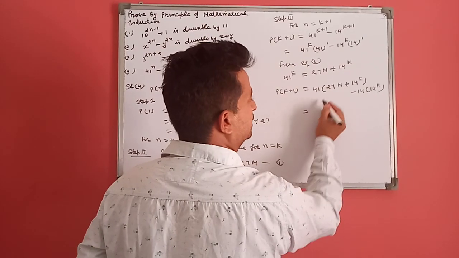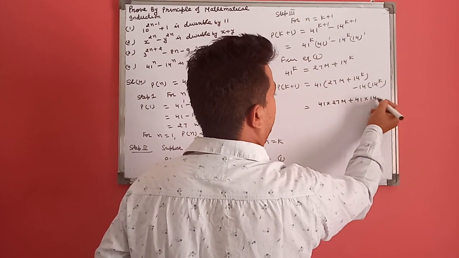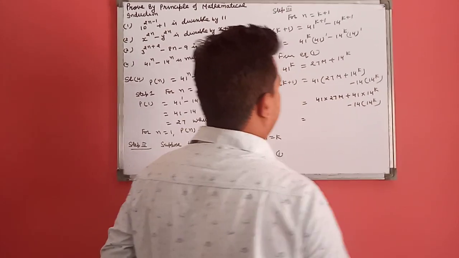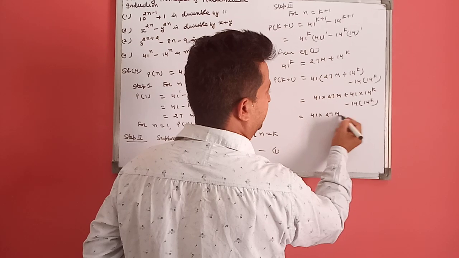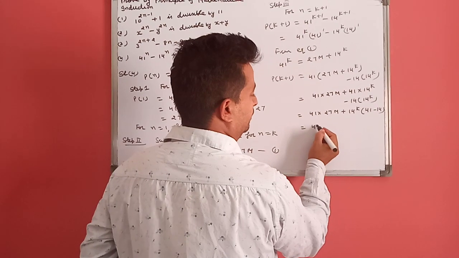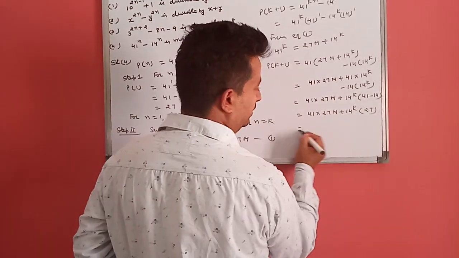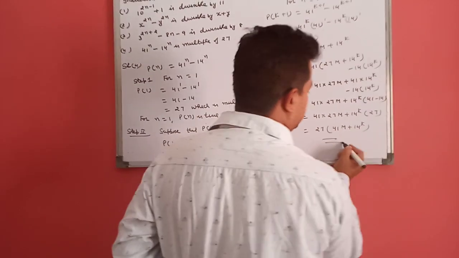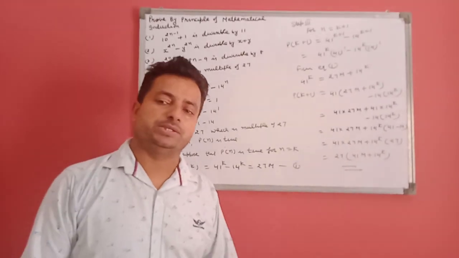This is 41 into 27m plus 41 into 14^k minus 14 into 14^k. Here we write it as 41 into 27m, and take 14^k common, that's (41 − 14) = 27. Take 27 common, so we get this. This means this is a multiple of 27. That's for n = k + 1.